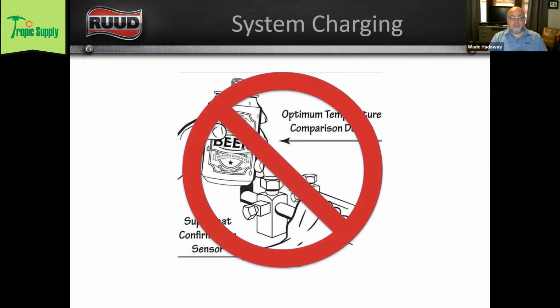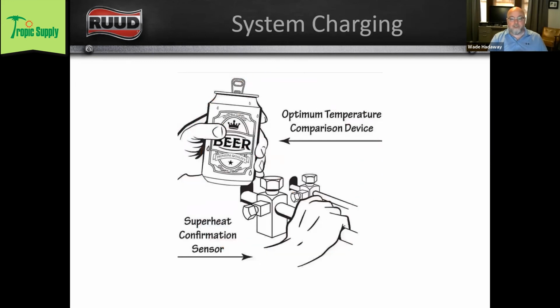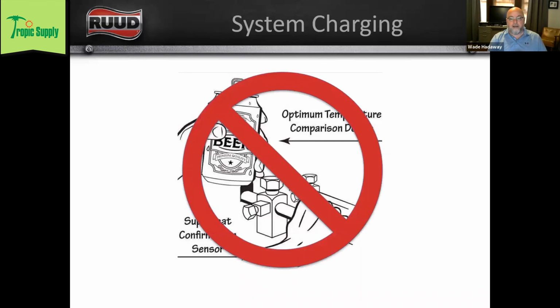So even still, a lot of people want to use their optimum temperature comparison device and their superheat confirmation sensor to check to see if their suction line is beer can cold, and then the system's charged and they're good to go. You're overcharging it.